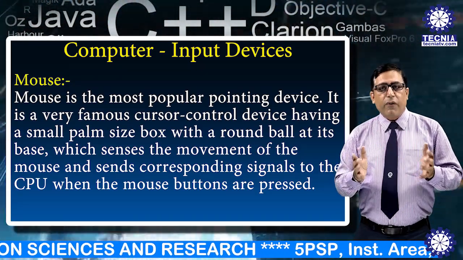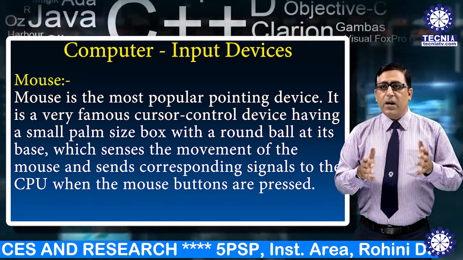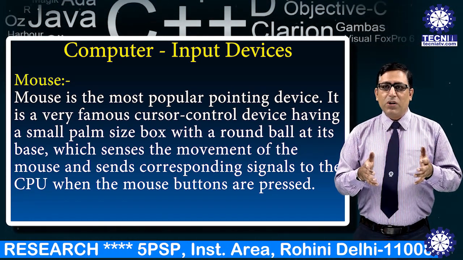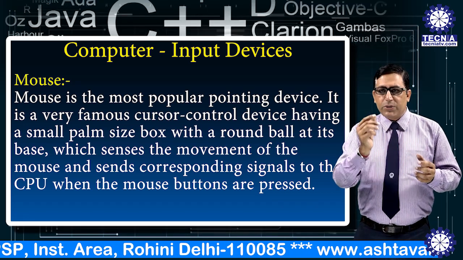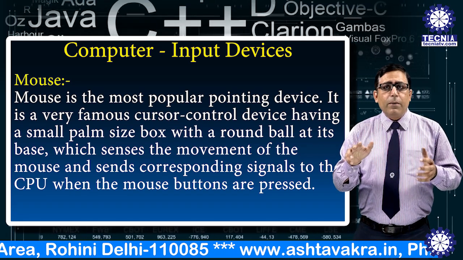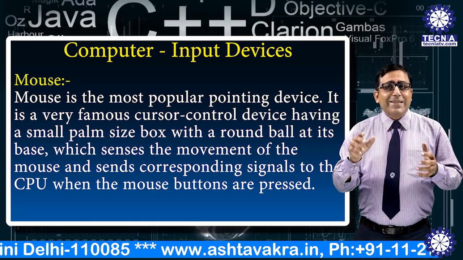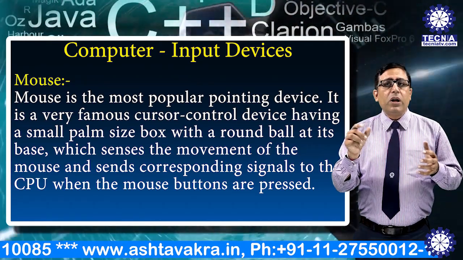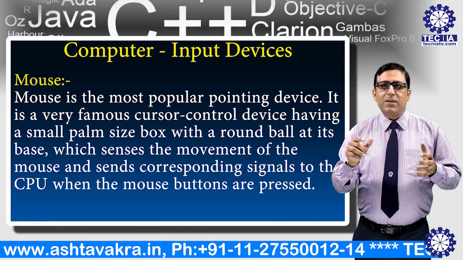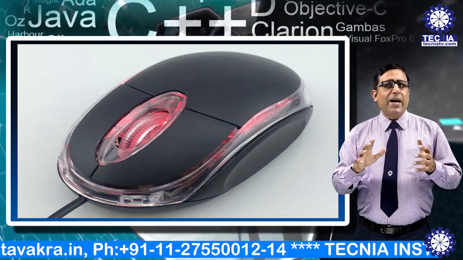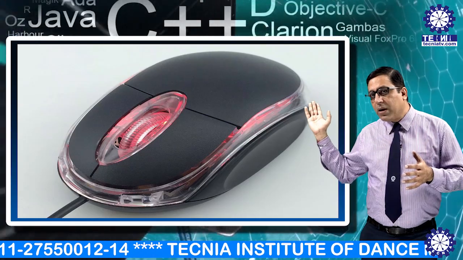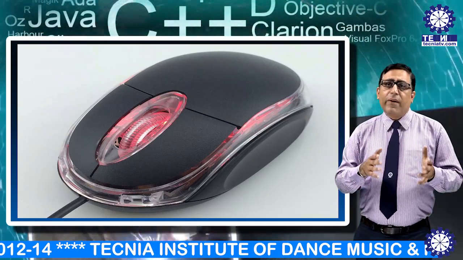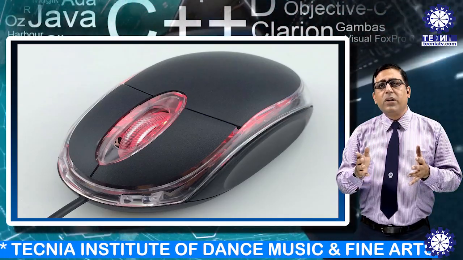It is a very famous cursor control device having a small palm-sized box with a round ball at its base. There is a small ball you can see at its base which senses the movement of the mouse and sends corresponding signals to the CPU when the mouse buttons are pressed. Generally it has 2 buttons. First button is on the left side and the next button is on the right side.